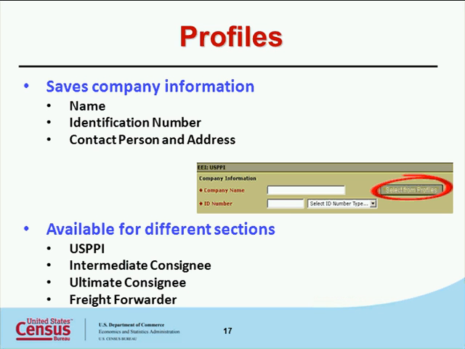Let's take a look at profiles. Creating profiles saves time by storing information pertaining to frequent USPPIs, freight forwarders, and ultimate consignees. The information can be stored under each account and be loaded directly for different EEIs. You can save profiles with the name, ID number, and addresses for all the parties in the transaction. Best of all, you can share profiles between usernames under the same company account in AESDirect.